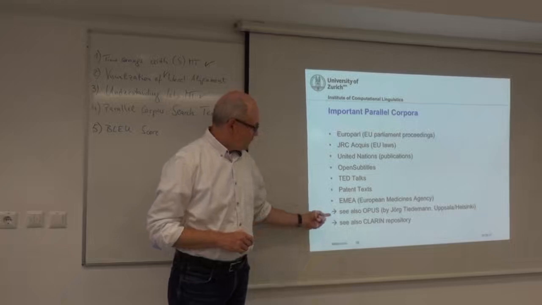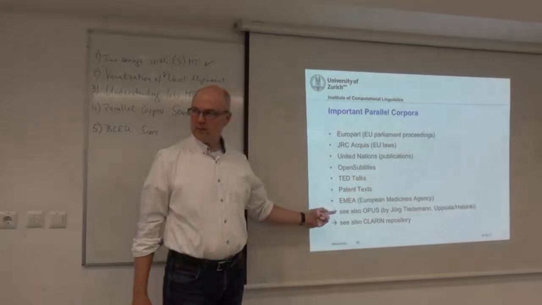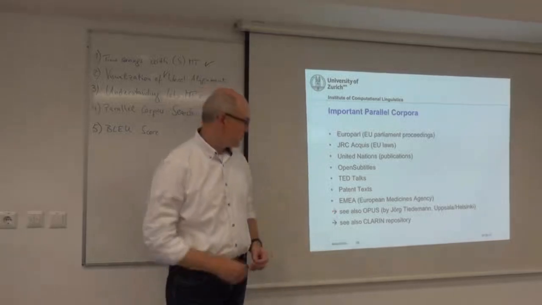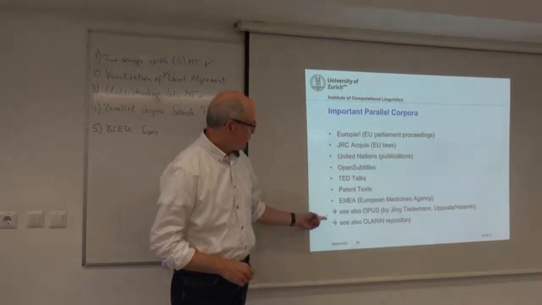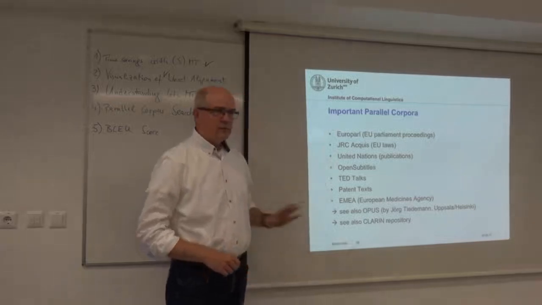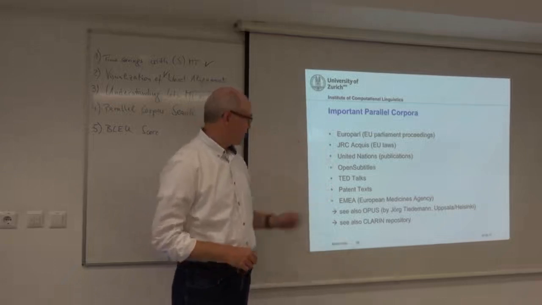Most of them are available from the collection that Jörg Tiedemann maintains at the University of Helsinki. We briefly looked at this yesterday. Opus, also from the library. So whenever you start searching for a parallel corpus, this is a good starting point.